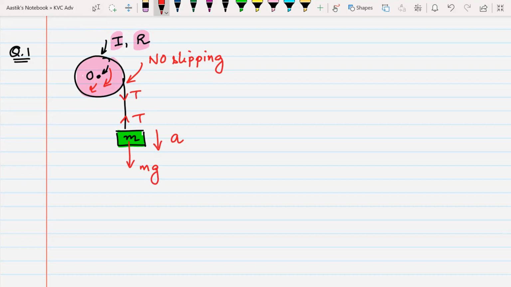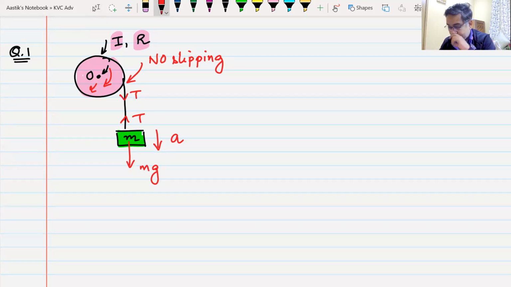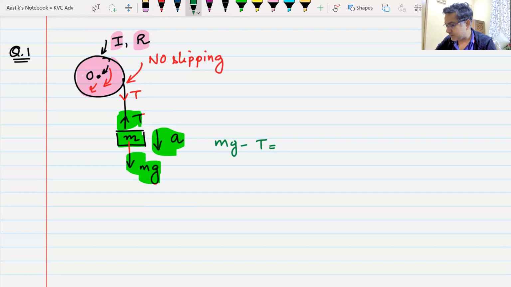If you want to draw the free body diagram of the pulley, you can draw the weight of the pulley as well. But there is no point of drawing the weight of the pulley because it is actually not doing anything here. It will only give you the hinge reaction, which I don't need. And I can make the equation of this block. What is the equation of this block? mg minus T is equal to ma. That is the first equation.